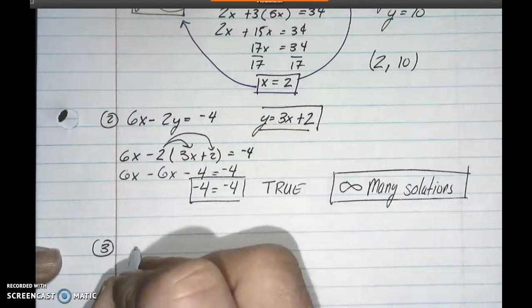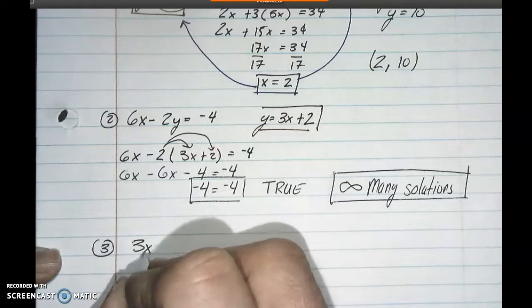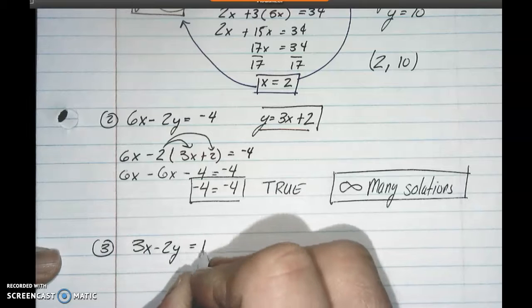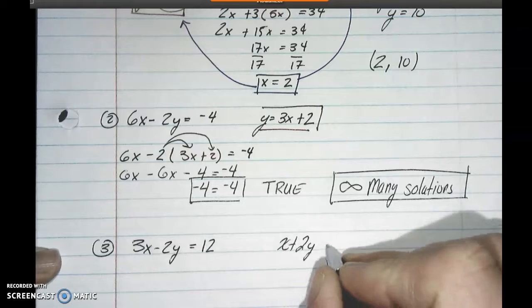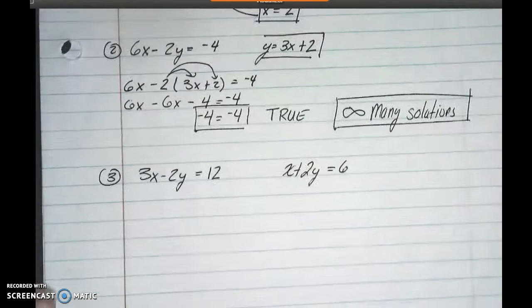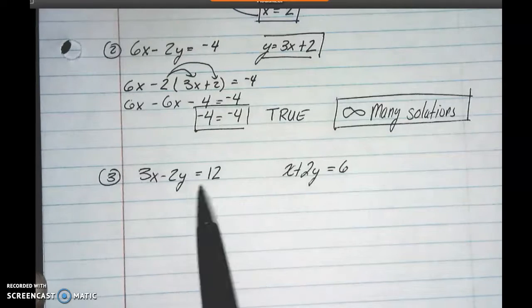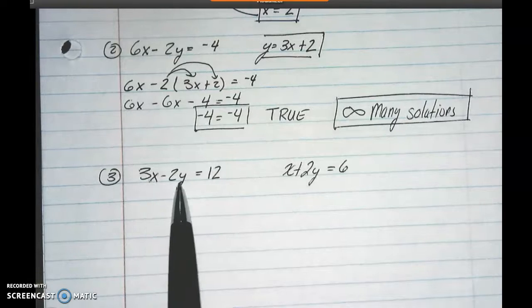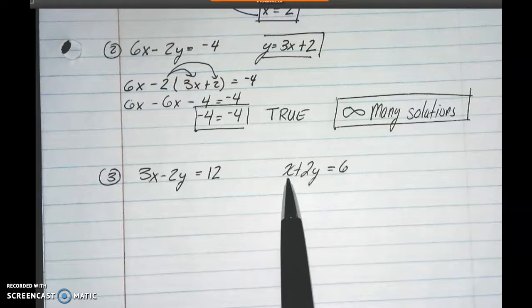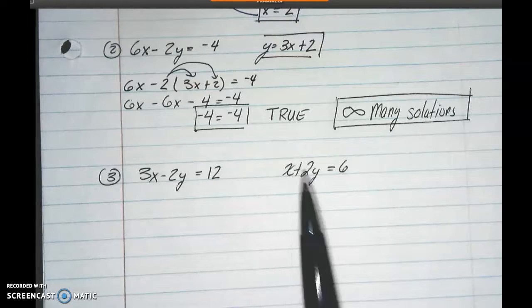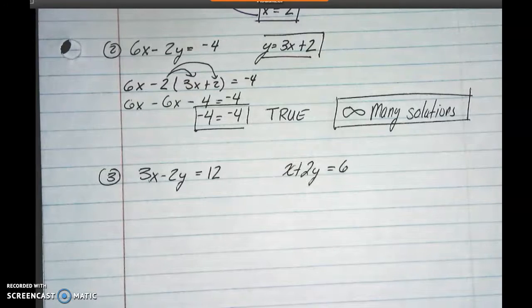Let's go to 3x minus 2y is equal to 12. And this time, we're going to need to do a little algebra. So those are our two equations. Okay. Now, this has a 3x. This is a 2y, right? Do you understand why I would want to get this x by itself? Because it is by itself. It's just a 1, all right?